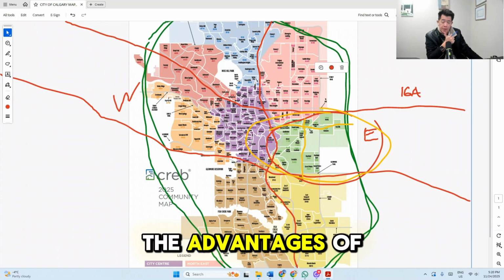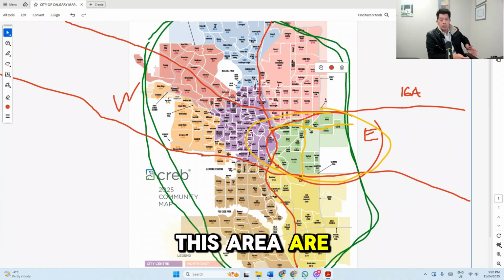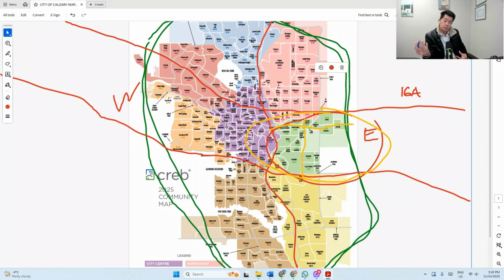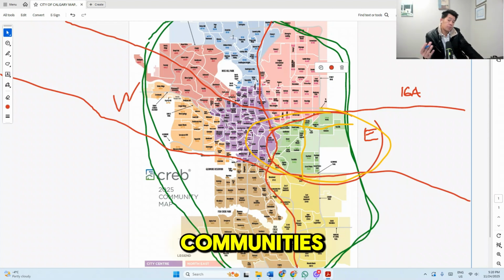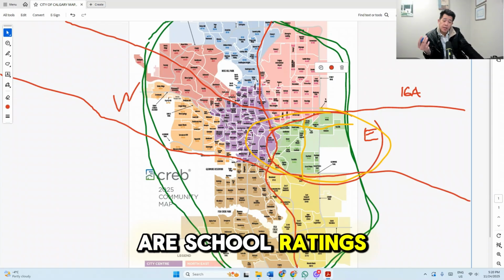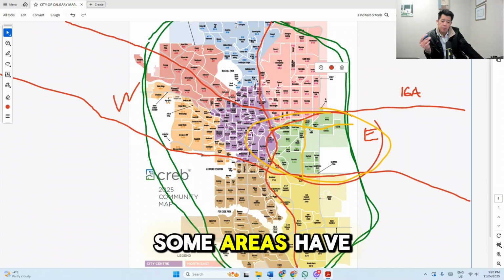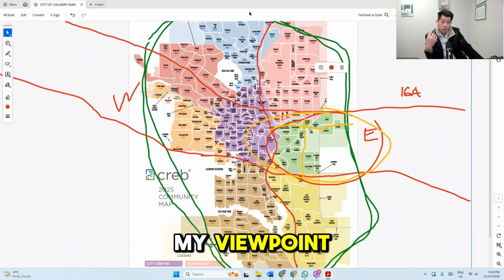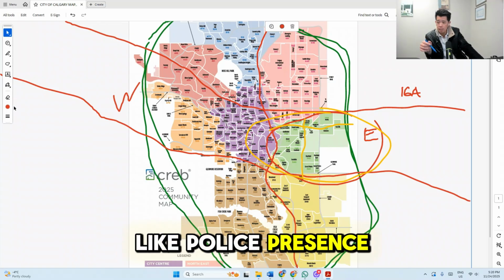The advantages of this area are affordable homes, being close to Asian or African shops, and strong multicultural communities. The disadvantages are that school ratings are lower, some areas have higher crime, and neighborhoods have more mixed incomes. From my viewpoint, the East District and the city center usually have a heavier police presence, like here.